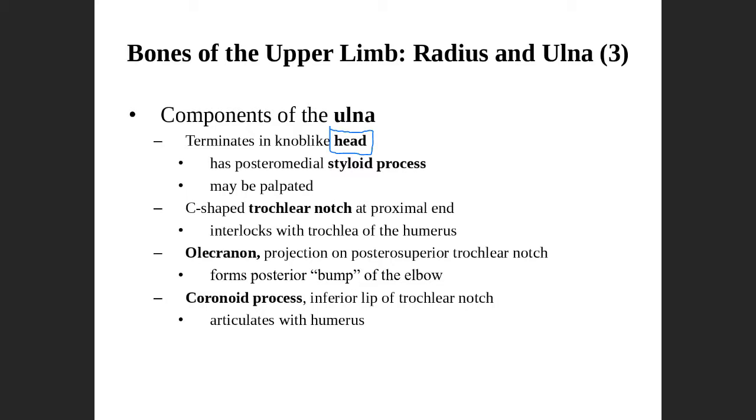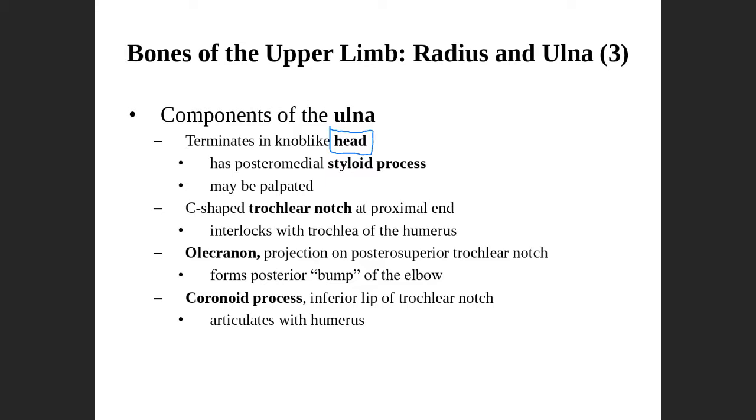Coming off of the head, we have our own styloid process. If you feel your wrist, you'll feel two bones on either side of your wrist. If you're feeling the bone on your thumb side, that's the styloid process of the radius. If you feel the bone on the pinky side, that's the styloid process of the ulna. Those styloid processes help to keep the carpal bones within the wrist.